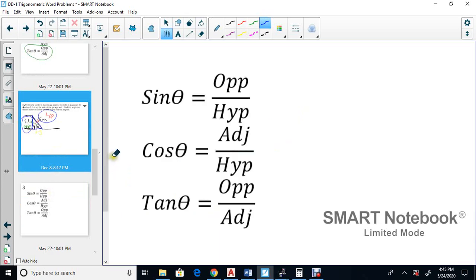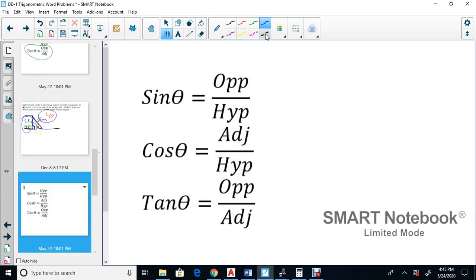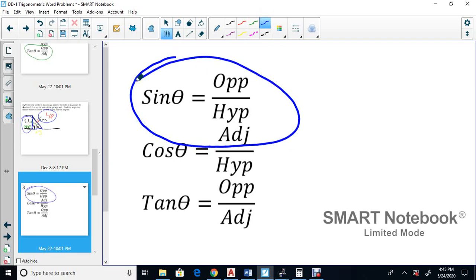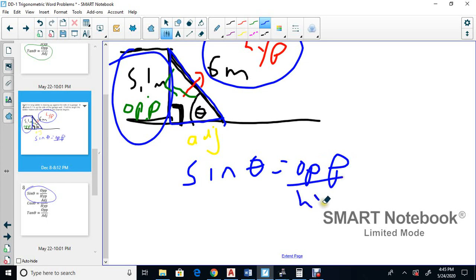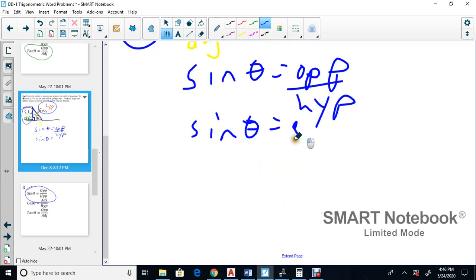Hyp and opp. Let's take a look. I've got my 3 trig ratios. Oh, the very first one, sine. We'll be using sine. Opposite over hypotenuse. So let's set it up. Sine of theta is opposite over hypotenuse. We don't know what theta is. So sine of theta, opposite is 5.1, right here, 5.1 over 6.